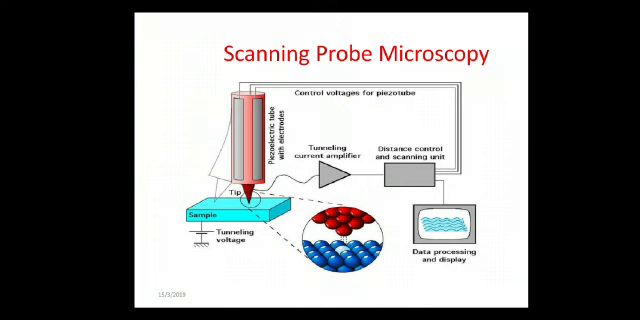There are several types of scanning probe microscopes. Electrostatic force microscopes measure the electrostatic forces between the cantilever tip and the sample, magnetic force microscopes measure the magnetic forces, and scanning tunneling microscopes measure the electrical current flow between the cantilever tip and the sample.